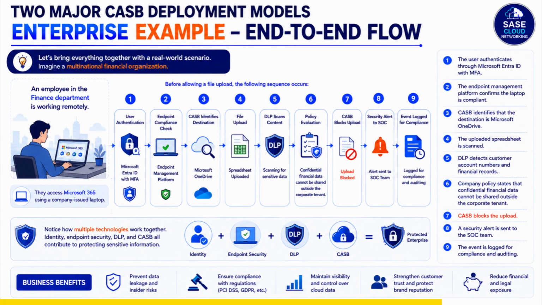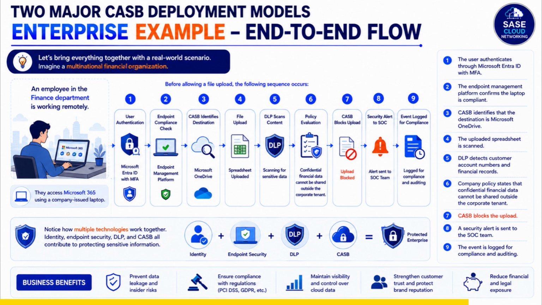Enterprise example, end-to-end flow. Let's bring everything together with a real-world scenario. Imagine a multinational financial organization. An employee in the finance department is working remotely. They access Microsoft 365 using a company-issued laptop. Before allowing a file upload, the following sequence occurs. The user authenticates through Microsoft Entra ID with MFA. The endpoint management platform confirms the laptop is compliant. CASB identifies that the destination is Microsoft OneDrive.